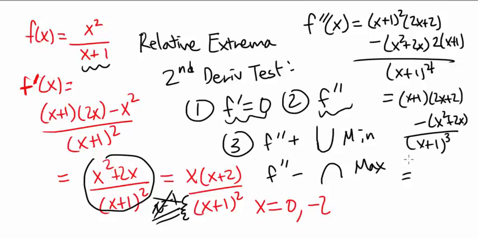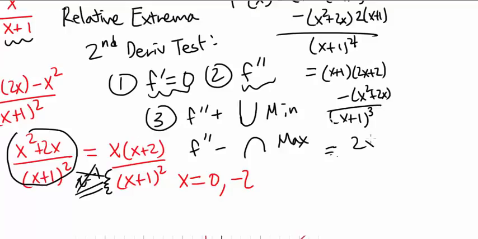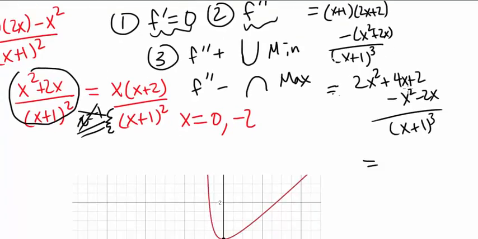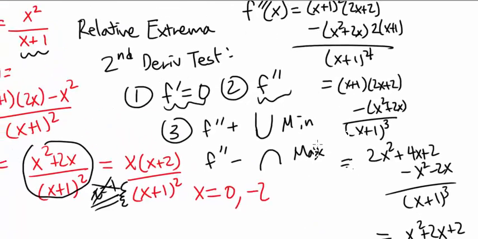And now let's expand this. You get 2x squared plus 4x plus 2 minus x squared minus 2x at the top and x plus 1 cubed at the bottom. Simplifying this, you're going to get x squared plus 2x plus 2 over x plus 1 cubed. So that's f double prime.